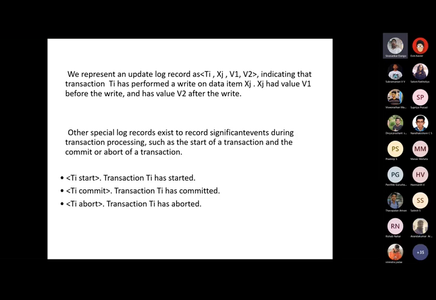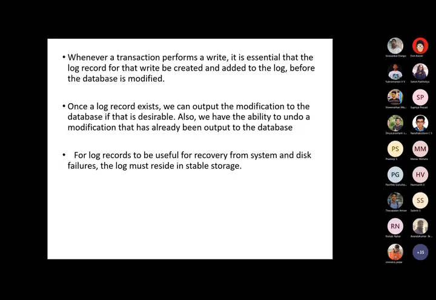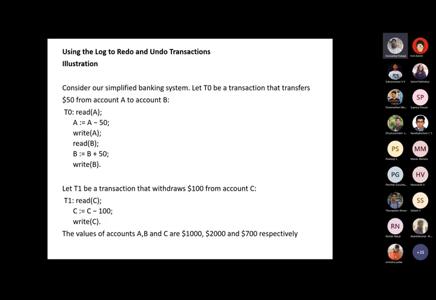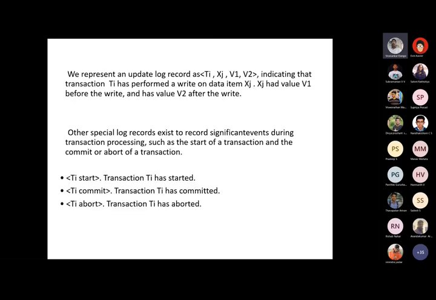So these are the other log records, significant to record the significant events that happen during transaction processing, right? Whenever a transaction performs a write operation, you are going to generate a log record. The log record is of the format <TI, XJ, V1, V2>, which means that the transaction TI has performed a write operation on the data item XJ, and V1 is the old value of the data item before the write operation, and V2 is the new value of the data item after the write operation.